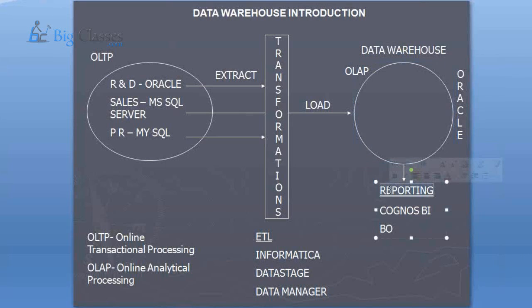For that, in data warehouse, we have one more area, that is the reporting area. By using this ETL, we are loading history into the data warehouse. The data is already there in the data warehouse. From the tables, we are going to select the data, retrieve the data, and prepare some reports. For that, we have one more area, that is the reporting area in the data warehouse.